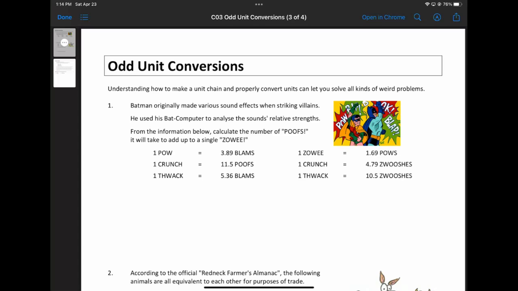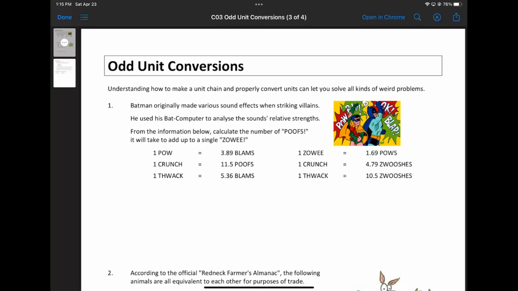Okay, let's start off with one that is completely nonsensical. I don't know how many of you have seen the old Batman television show. It was super cheesy. And every time Batman or Robin punched somebody, it made sound effects on the screen. So I've kind of tried to show you that in that little picture there. And for our question, we've got that Batman made all these sound effects when striking villains. So he's going to use his Bat computer to analyze the sound's relative strengths and figure out how many poofs it takes to add up to a single zowie. So if he punches a criminal and gets a zowie, how many times would he have to punch him with a poof to get the same result?